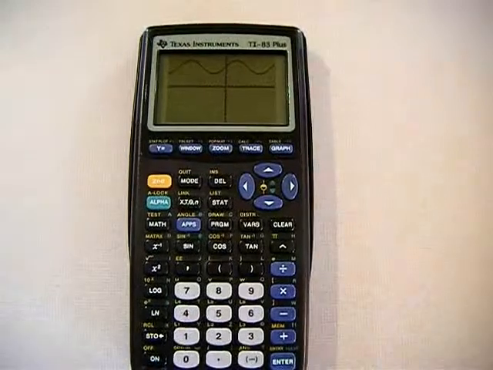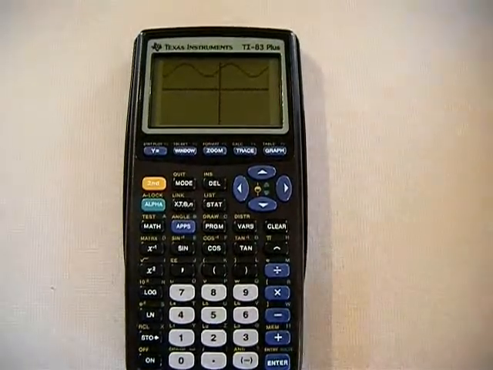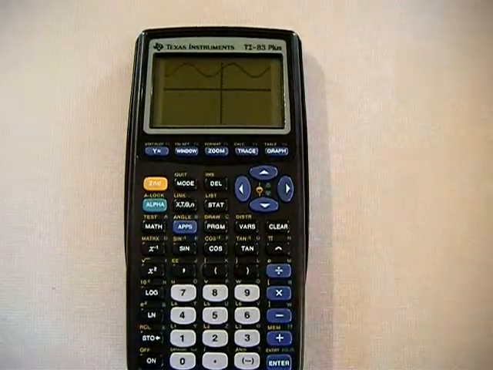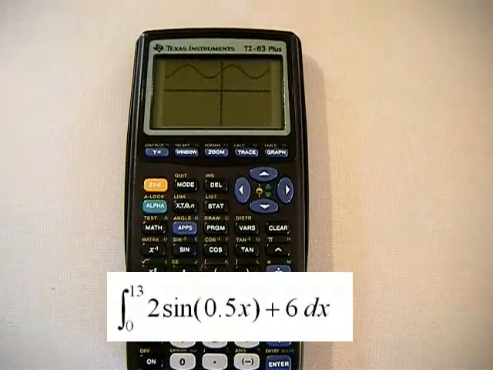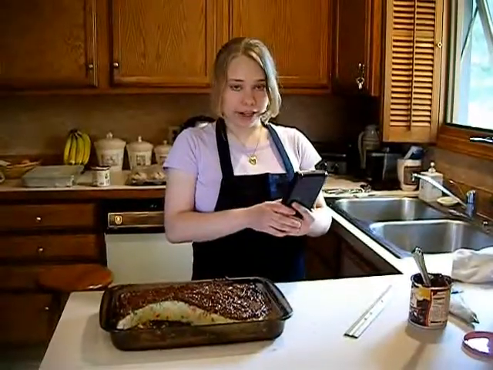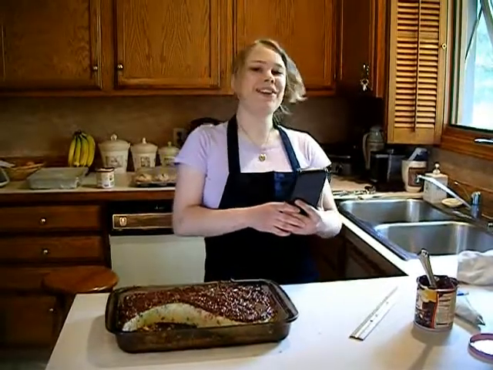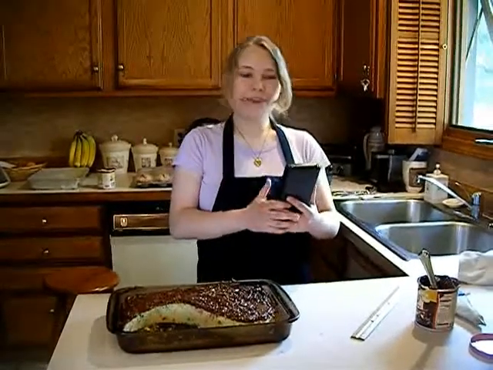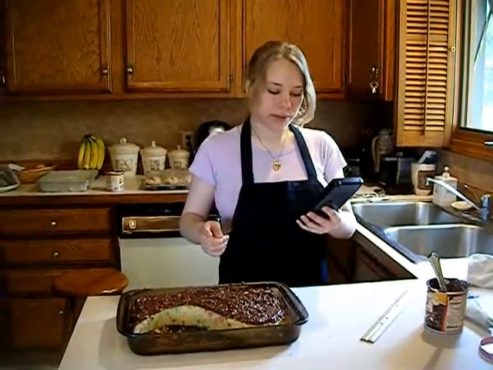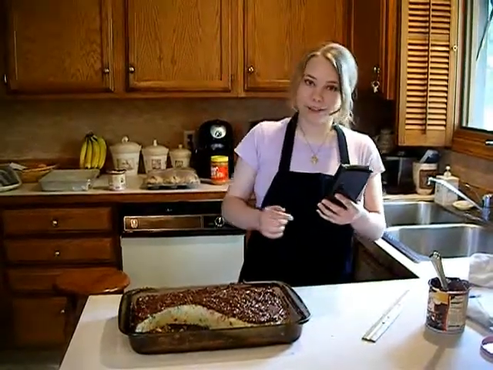Since this sine goes from 0 to 13 inches, which can be shown by the graph in the first quadrant, the integral is 2 sine of 0.5x plus 6 dx from 0 to 13. You can integrate this with your calculator, and you find that the area is about 78 inches squared. Since the cake is about 2 inches deep, the volume is 156.18 inches cubed.